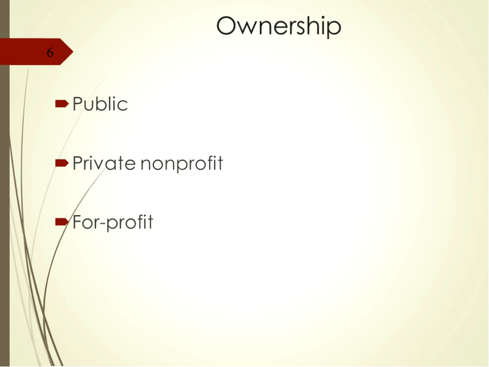For-profit institutions may have a paid board of directors, and they are owned by individuals, partnerships, corporations, or multi-systems. The key point is that their excess of income over expense is known as profit and is available to stockholders as dividends. This type of institution may also be called proprietary.